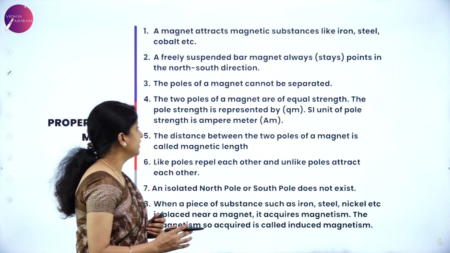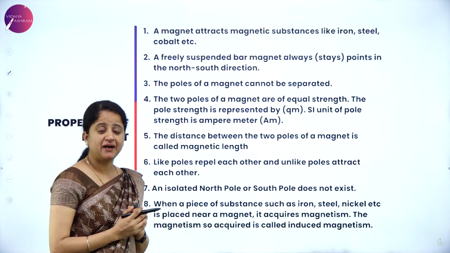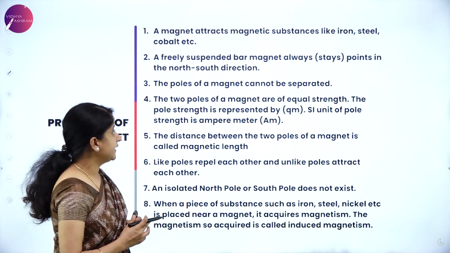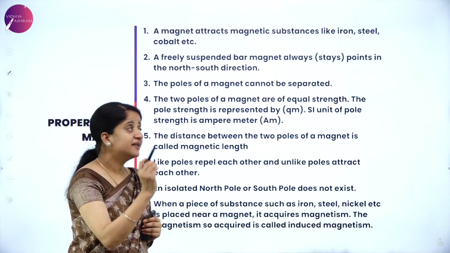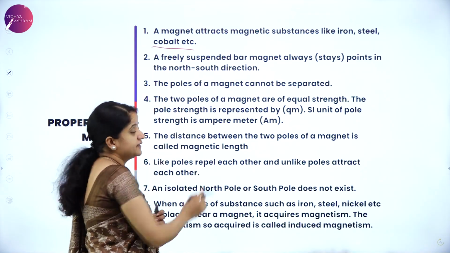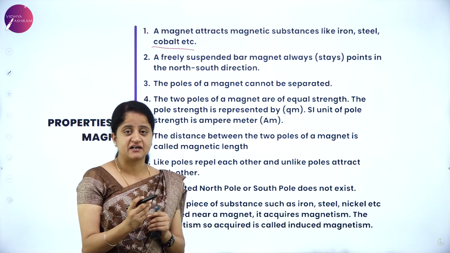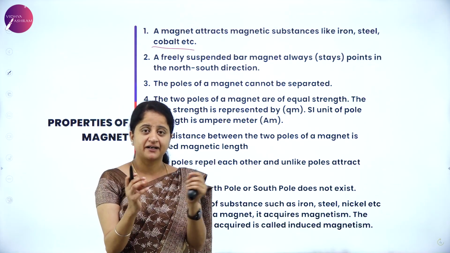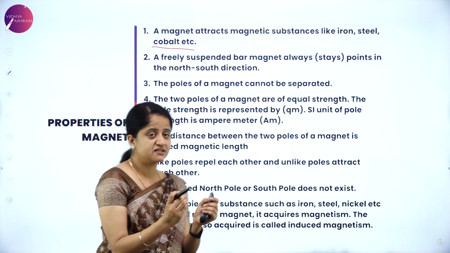Let us know some of the common properties of magnets. What are the properties these magnets experience? We all know that a magnet attracts magnetic substances such as iron, cobalt, steel, etc. Because if we bring these materials like iron, steel or cobalt near the magnet, we can observe the force of attraction between them.